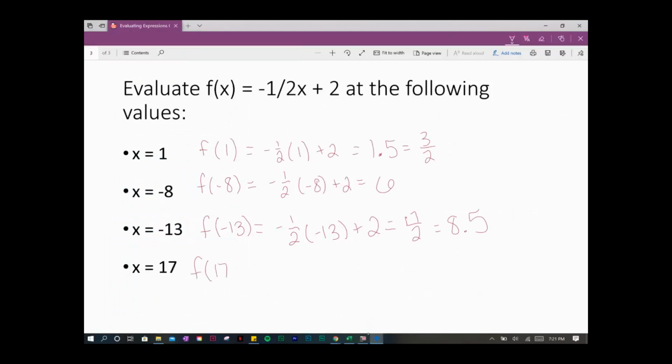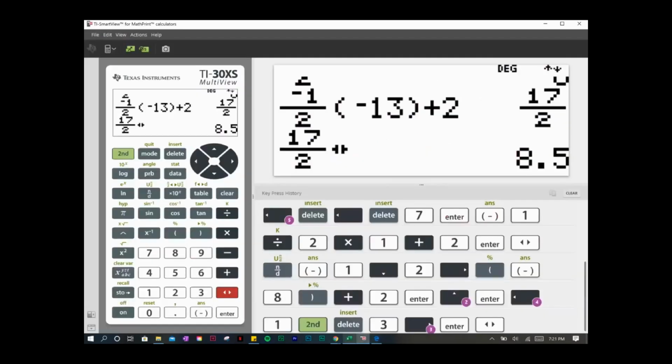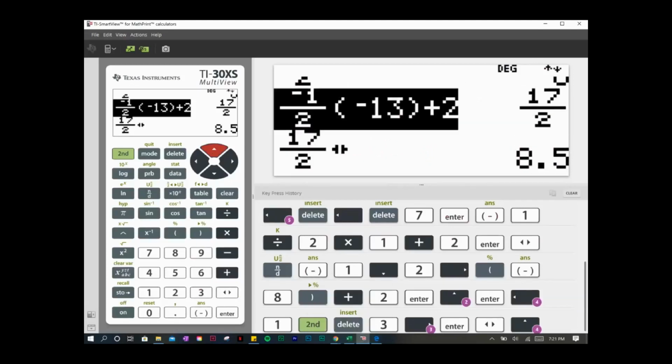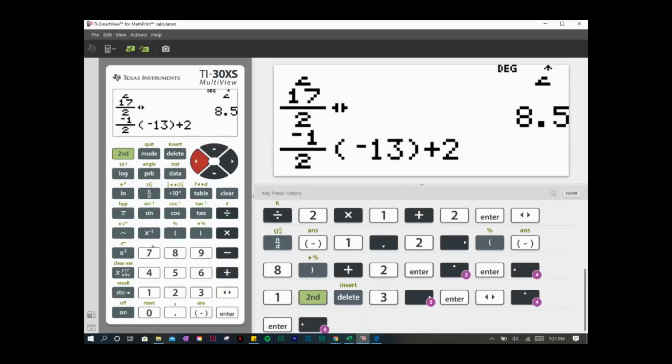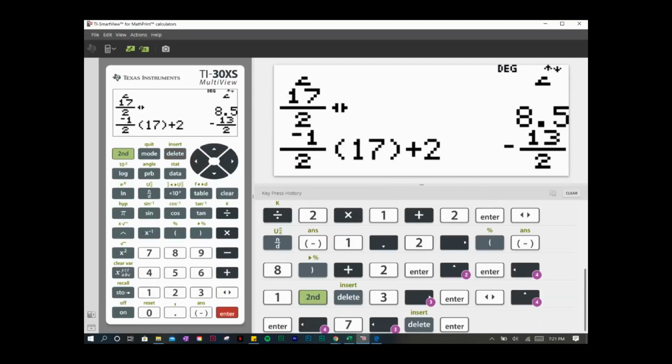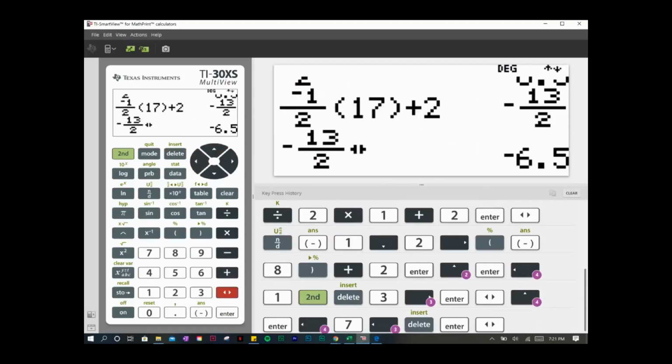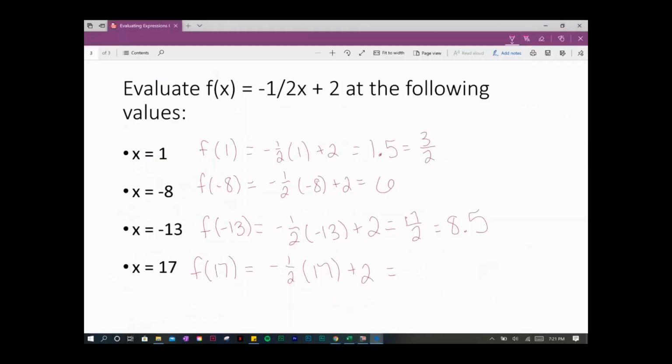So we have f of 17 equals negative 1/2 times 17 plus 2. So again, on my calculator, I can just go ahead and hit the up arrow till I get to that last one where I typed in the negative 1/2 times negative 13 to make it easier on myself. Hit the left arrow key to the 3 and put in the 7. And then go over the negative and hit the delete button to get rid of that negative since we're plugging in positive 17 and hit enter. So we get negative 13/2, toggle button, and we get negative 6.5 for the decimal.